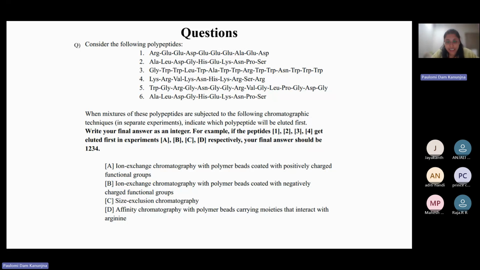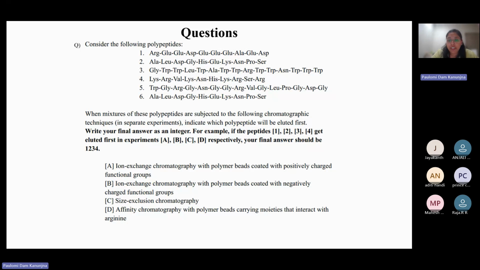I am doing ion exchange, but now I am using polymer beads which are coated with negative charge. So you give me the answer: when I do negatively charged ion exchange chromatography, which polypeptide elutes fast? Think properly about what gets stuck in the matrix. C is size exclusion chromatography. Again, think which size retains and which actually elutes out.